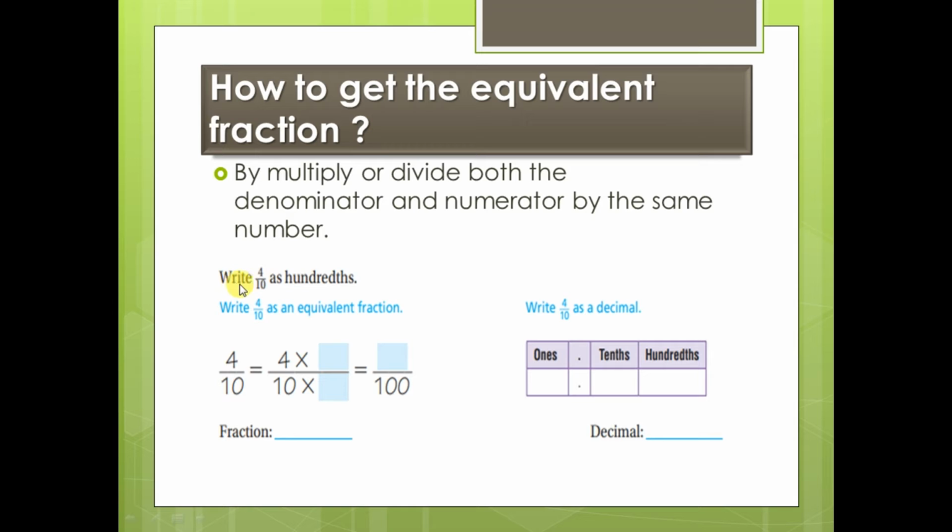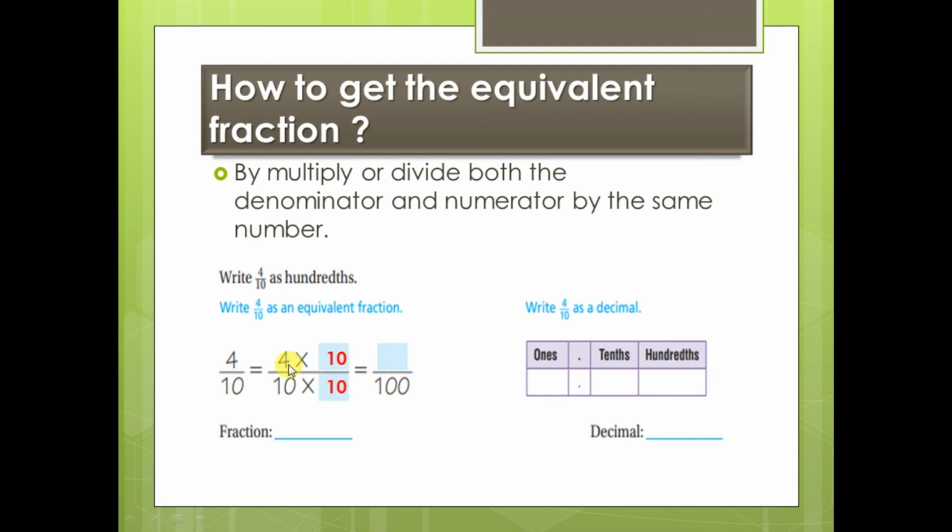For example, write 4 tenths as hundredths. So I should make the denominator 100. So write 4 over 10 as an equivalent fraction. I need to make the number down 100, so it will be hundredths. So how can I make 10 into 100? By multiplying the bottom by 10. But can I multiply a fraction on the bottom only? No, if I multiply any number down, I should multiply it up also to make it equivalent. So I should multiply top and bottom by 10 to make the number out of 100.